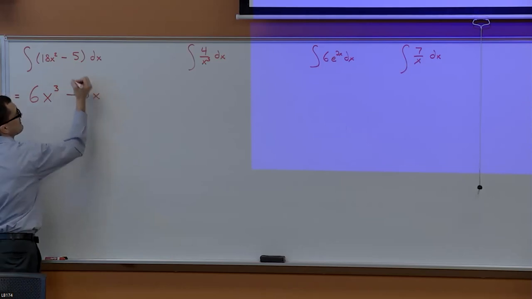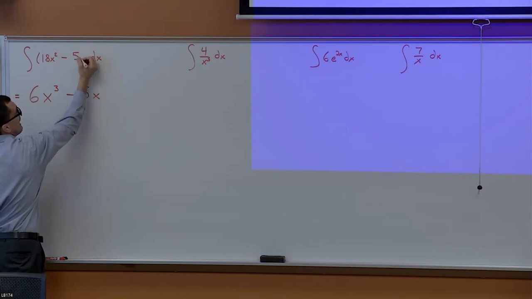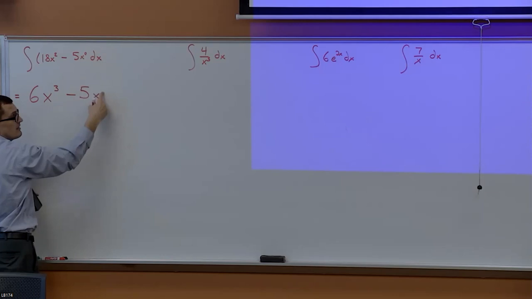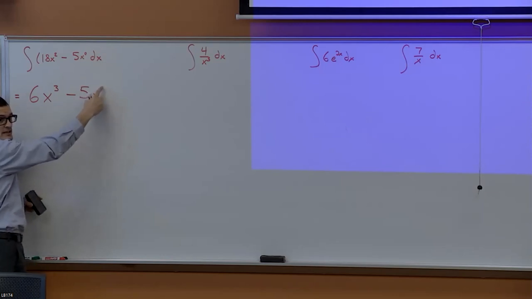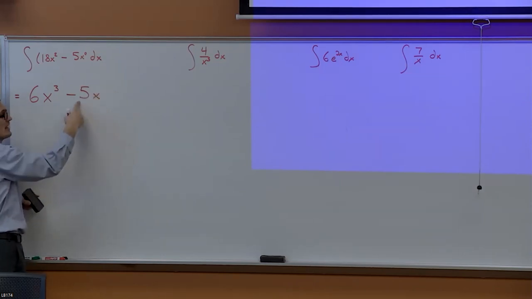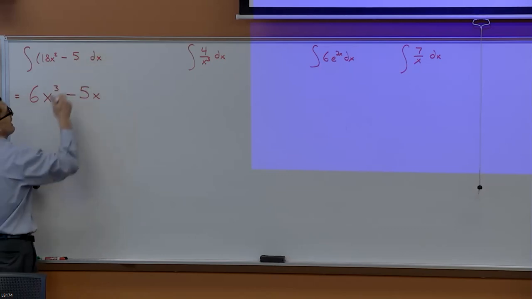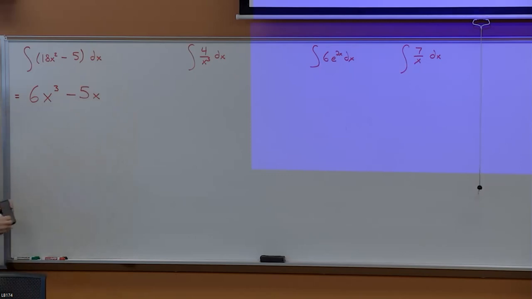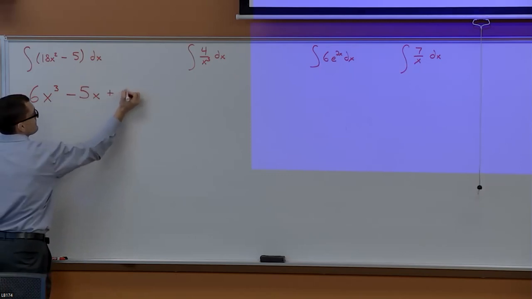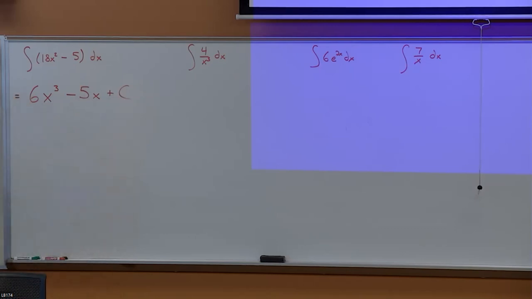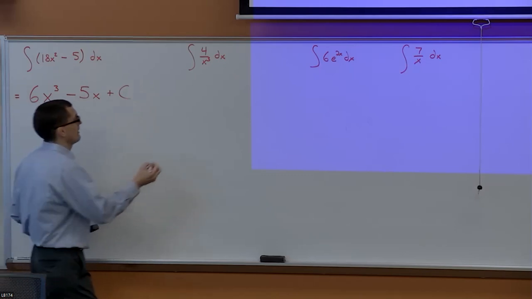Remember, when it's a constant, you can think of it as x to the 0 power. And if I raise the 0 power by 1, you get x to the first. Dividing by 1 doesn't change anything. So you can think of that as x to the 0 power when you're dealing with constants. So there we go. Add a plus c, and we're done.